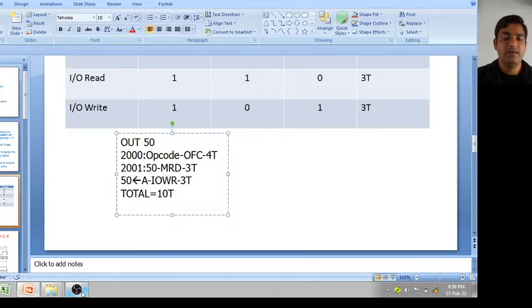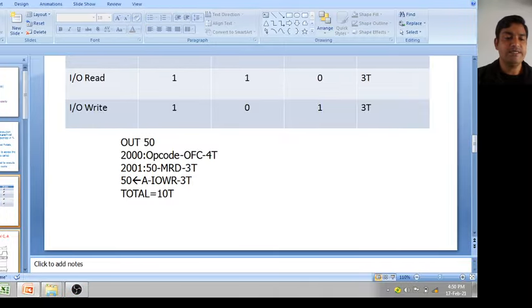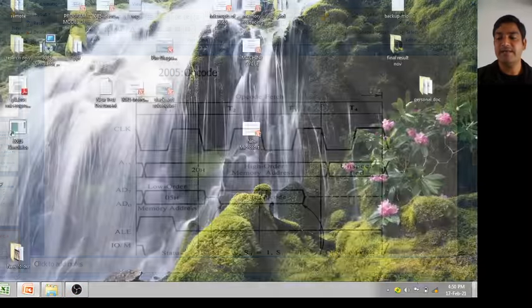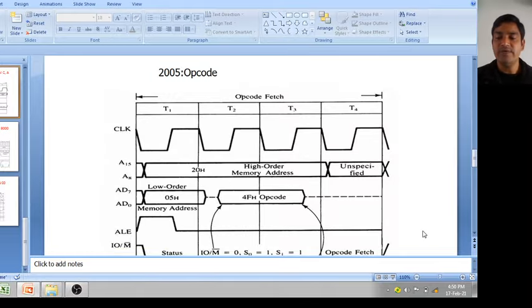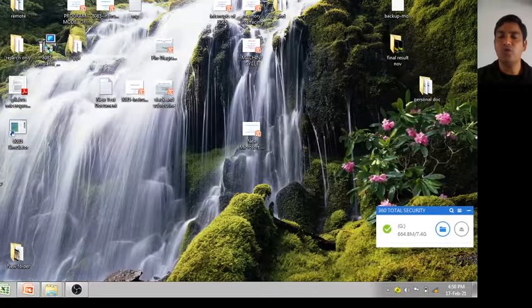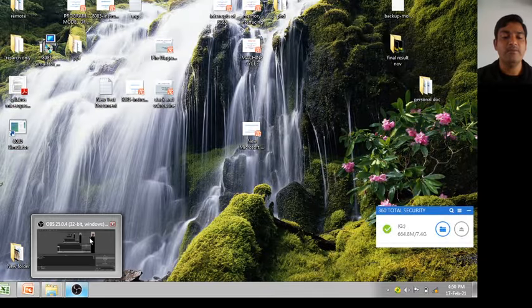In the next video lecture I will show you how to draw the timing diagram. For this you again need to recall your control signals, the address and data bus signals, and how to generate the read, write, memory write, and input output write signals. That's all about today's lecture. In the next lecture we will discuss how to draw the timing diagram of any instruction.